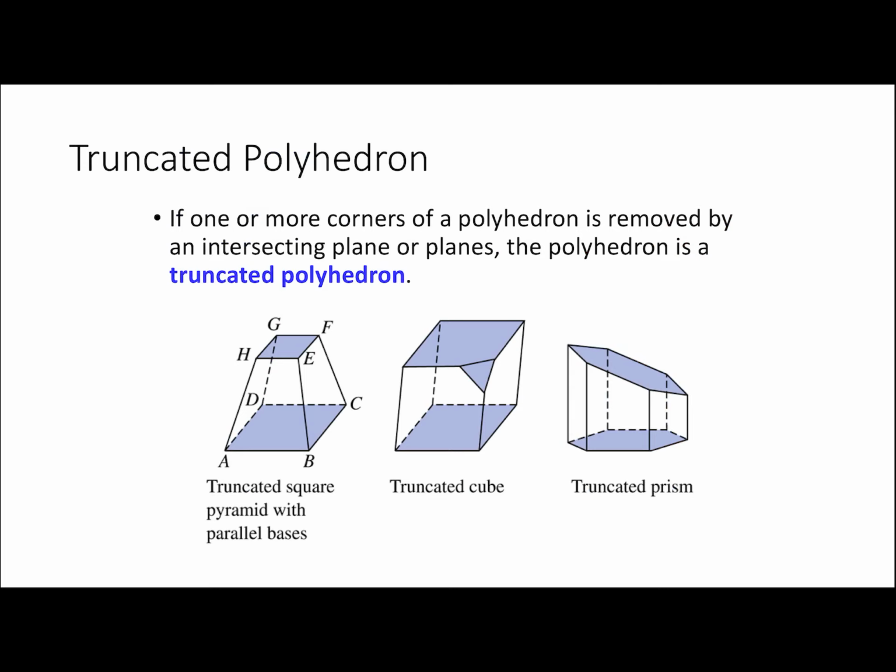Now, another kind of polyhedron that we could see is what we call a truncated polyhedron. This is where one or more corners have been removed by an intersecting plane or planes. The polyhedron is considered truncated. So, for example, in this first example that you see, you can picture that this is basically a square pyramid, or rectangular pyramid with the top cut off. So we would say that it's truncated because that top has been cut off.